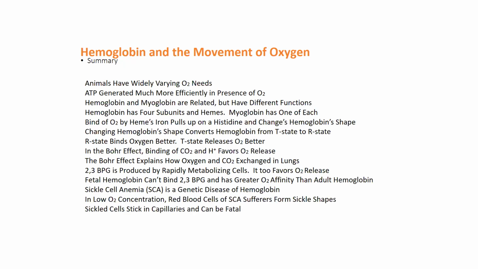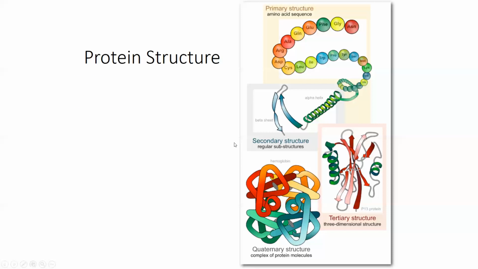Okay. In low oxygen concentration, red blood cells of sickle cell anemia suffers from sickle cell. They form sickle shapes. The sickle cells stick in capillaries and can be fatal. And people heterozygous for the mutated gene survive malaria better than others. And that's the protein structure.